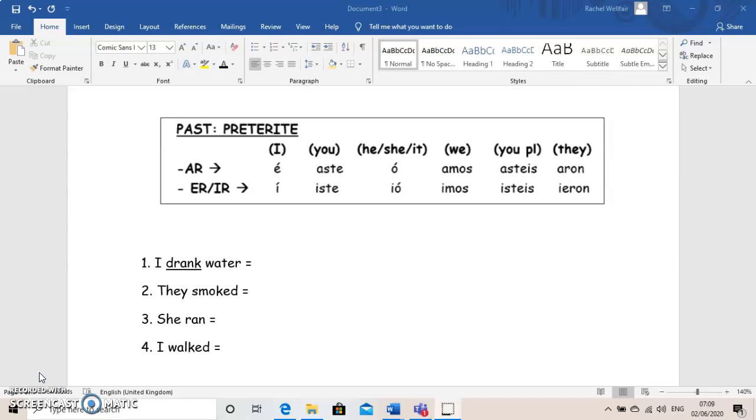Hola, good morning everybody. What I'm going to do now is a quick recap of forming verbs in the past. The main past tense in Spanish we have already studied when we did holidays, but also in year 8 when we did technology and when we did festivals. However, it's so important that we're going to be recapping this all the time and everybody needs to know it.